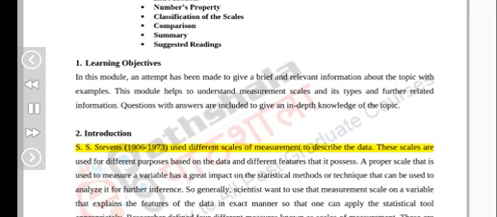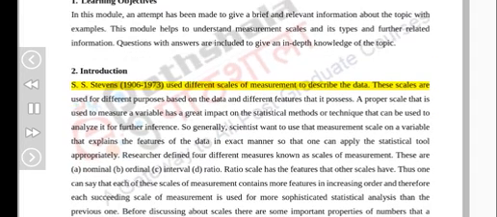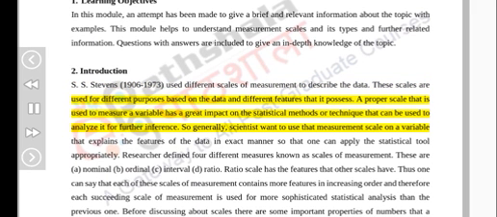Introduction. S.S. Stevens (1906-1973) used different scales of measurement to describe the data. These scales are used for different purposes based on the data and the different features that it possesses. A proper scale used to measure a variable has a great impact on the statistical methods or techniques that can be used to analyze it for further inference.